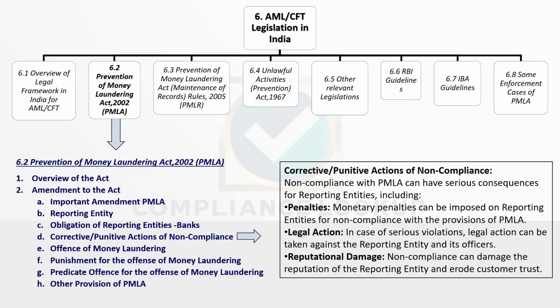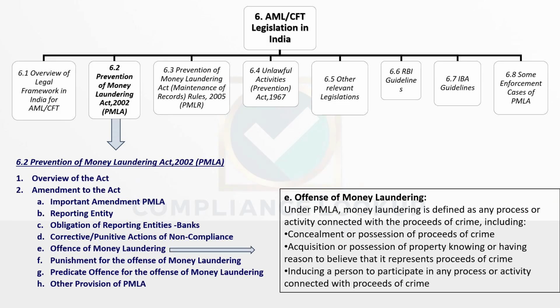2. Legal action. The authorities can initiate legal proceedings against the reporting entity and its officers for serious violations. The entity can also be blacklisted. Example: a bank involved in a major money laundering case may face legal action, including criminal prosecution of its directors and senior officers. 3. Reputational damage. Non compliance can cause severe reputational damage, leading to a loss of customer trust and potential legal consequences. Example: a bank fined for non compliance could lose customers due to the negative publicity.